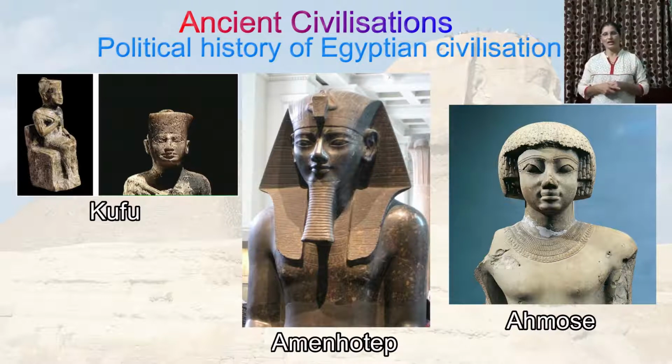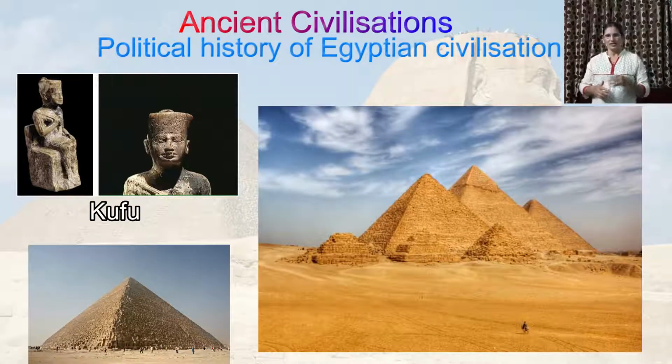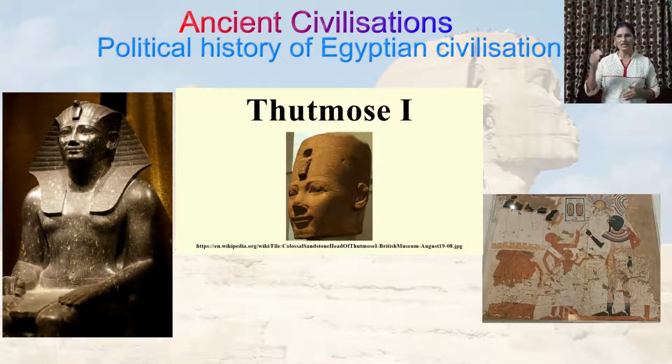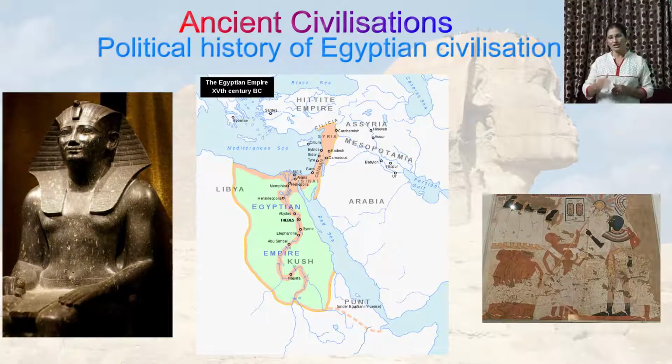These pharaohs gave importance to art and architecture. A pyramid at Giza was the largest pyramid, built by one of the pharaohs called Khufu. Another pharaoh, Amenhotep, conquered many places and expanded his kingdom. Among all these pharaohs, Thutmose the first was the greatest conqueror. That means he conquered or acquired many more places into his territory.